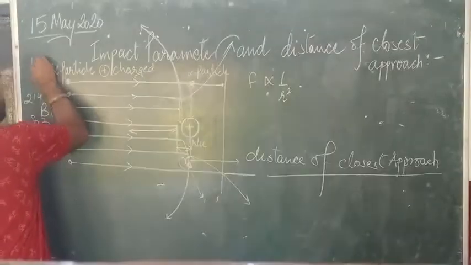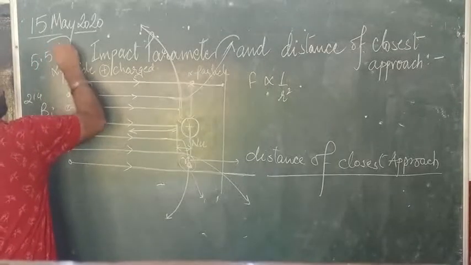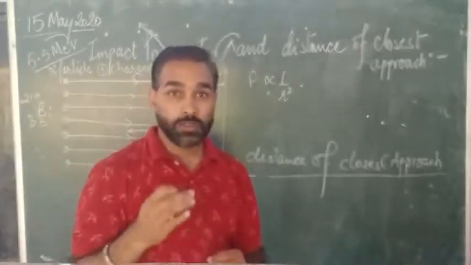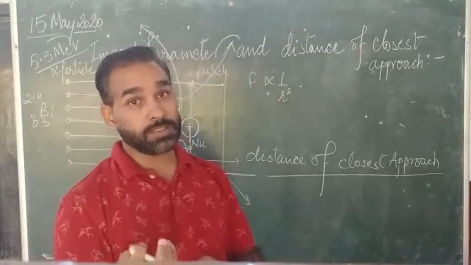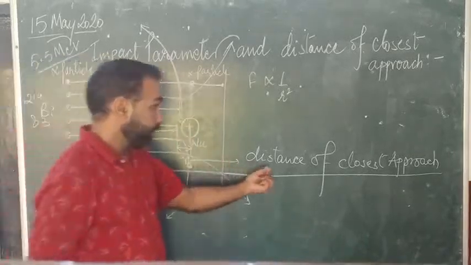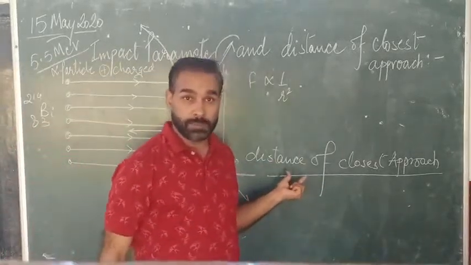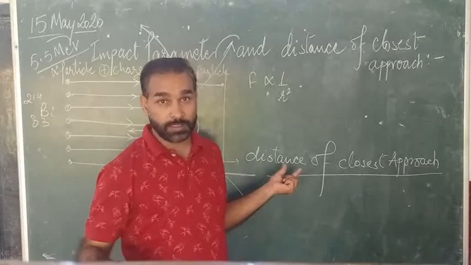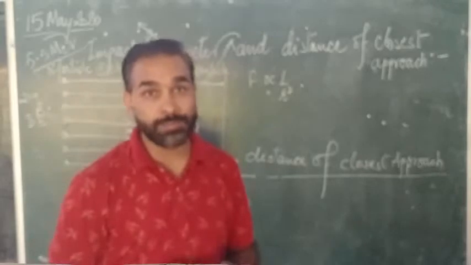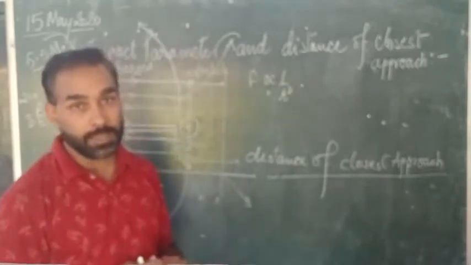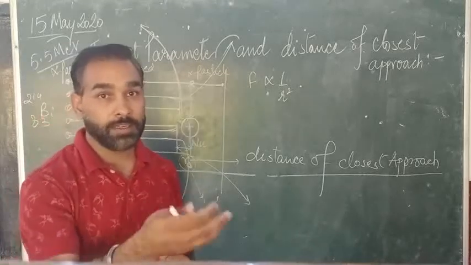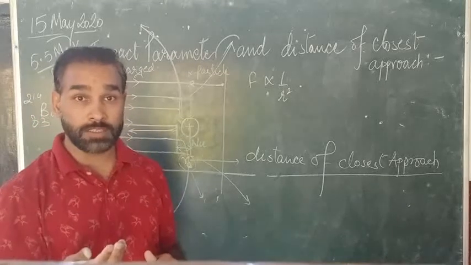Clear? Now this distance of closest approach will be different for different alpha particles containing different kinetic energy. The kinetic energy was 5.5 mega electron volt, which we discussed in the previous video. If the energy changes, the distance of closest approach will also change. So this is not fixed for all kinds of positively charged particles. That is important, which is why a numerical may come: what will be the distance of closest approach if a positively charged particle of 5 mega electron volt is bombarded at a nucleus? That will change.